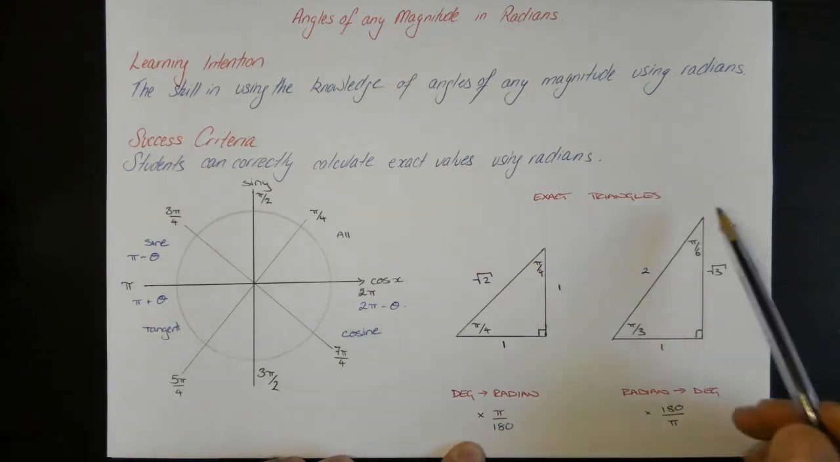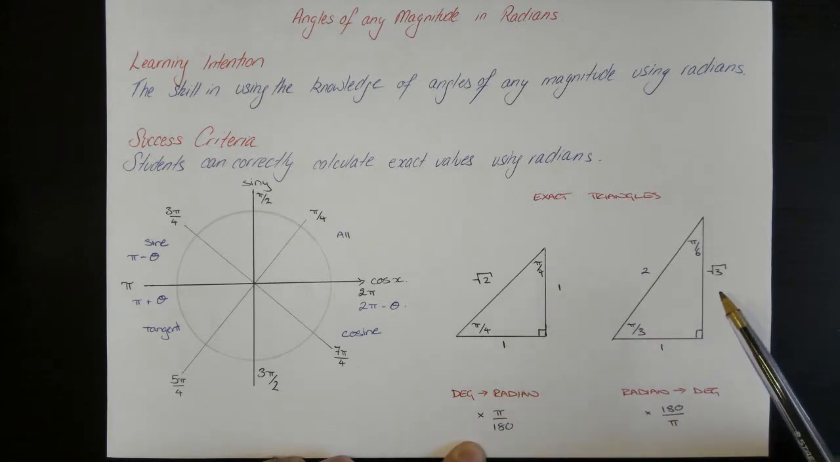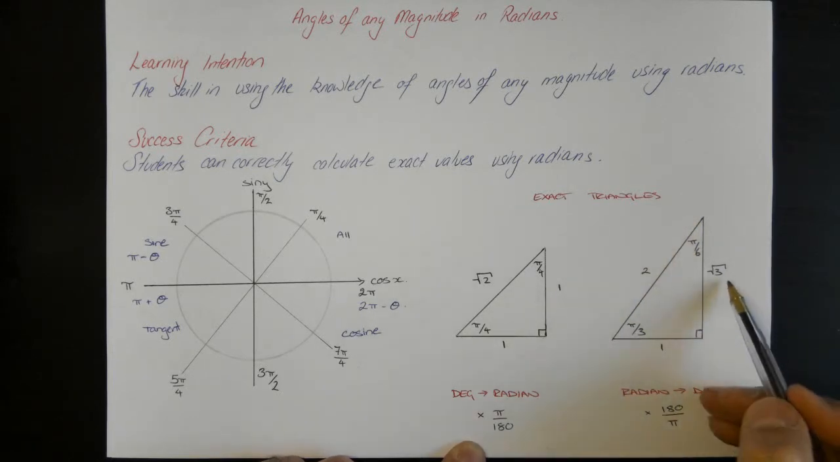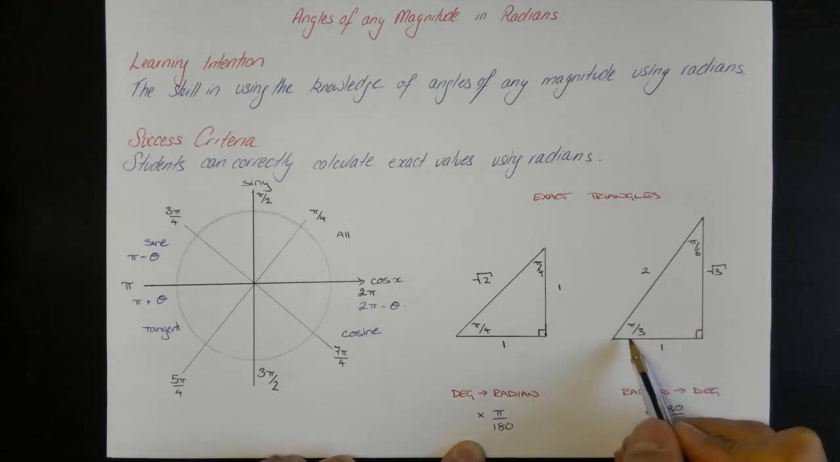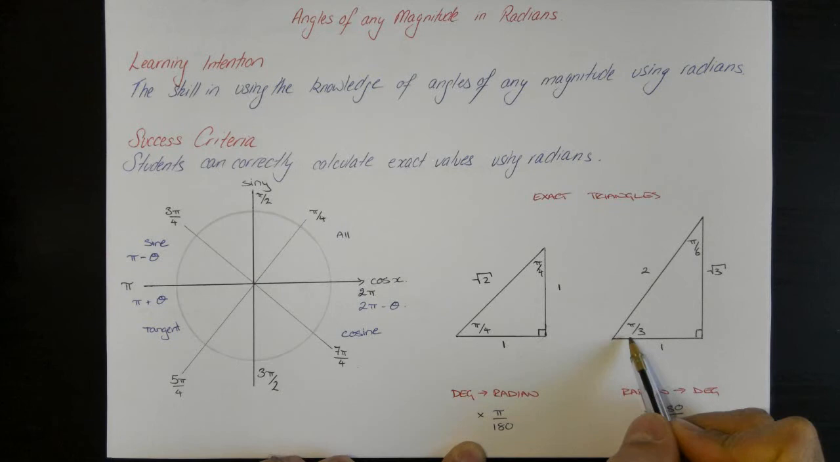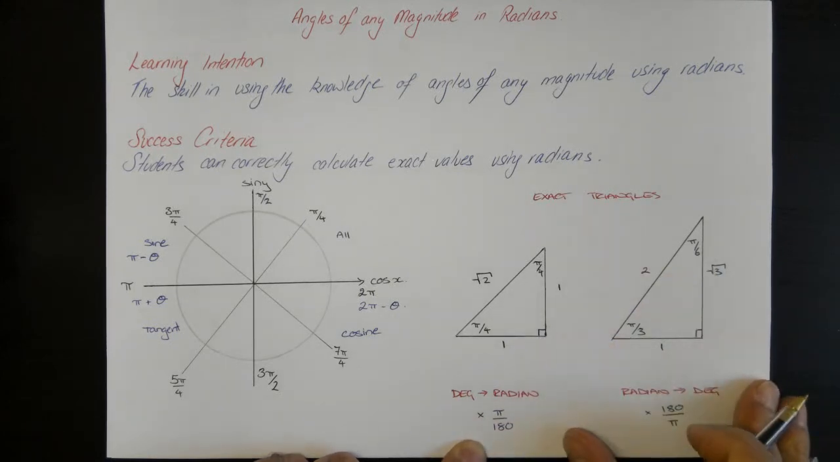Alternatively, if we had the other right angle triangle, which is half of an equilateral triangle, so an equilateral triangle of 2 units, if we halve it, would only be 1 unit. So this height would be square root 3 using Pythagoras. The base angles are 60, so convert that into radians. 60 times pi over 180 becomes pi over 3, and 30 degrees becomes pi on 6.